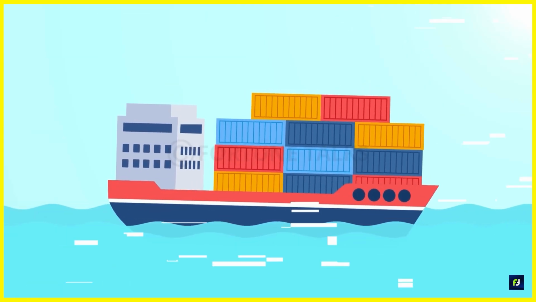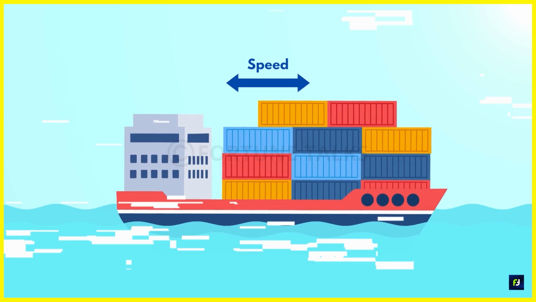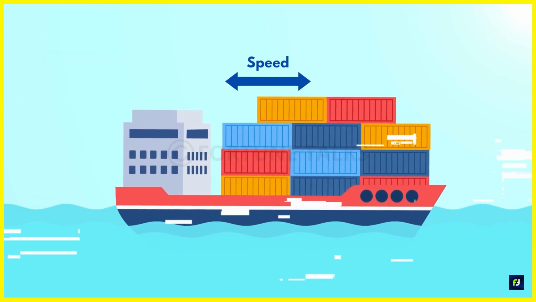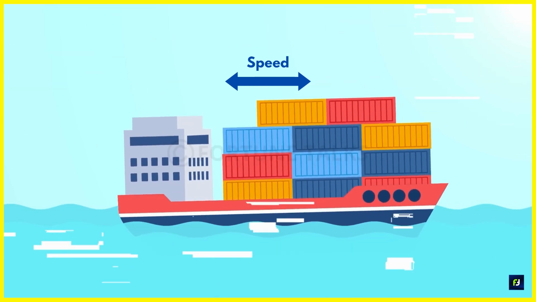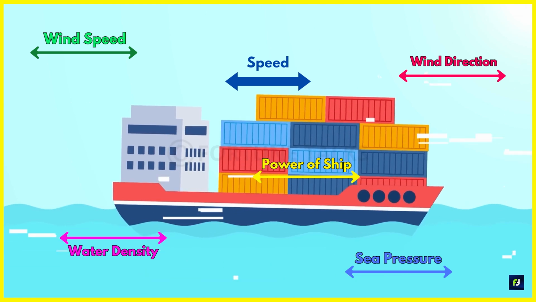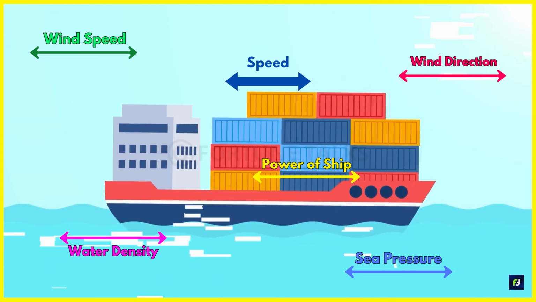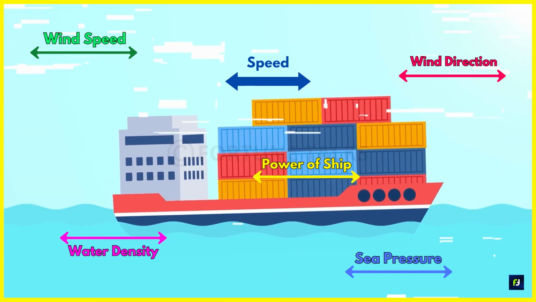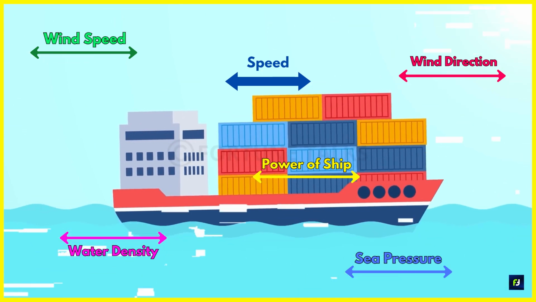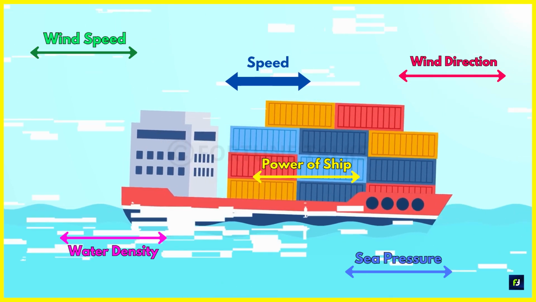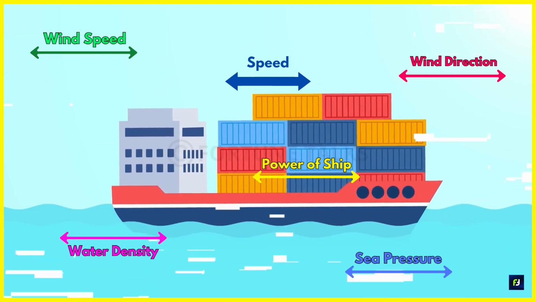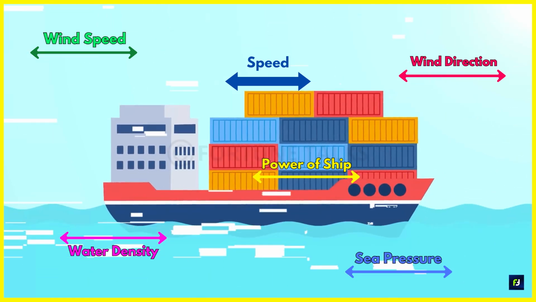Think of a ship sailing in the sea. Let's assume the speed at which the ship sails is equivalent to the option premium. Now, the speed of the ship depends on various forces such as wind speed, seawater density, sea pressure, and the power of the ship. Some of these forces tend to increase the speed of the ship, while some others tend to decrease the speed of the ship. The ship battles with these forces continuously and finally arrives at an optimal sailing speed.